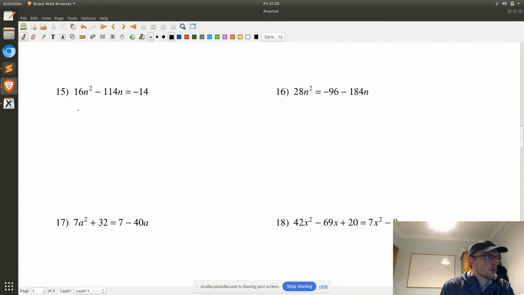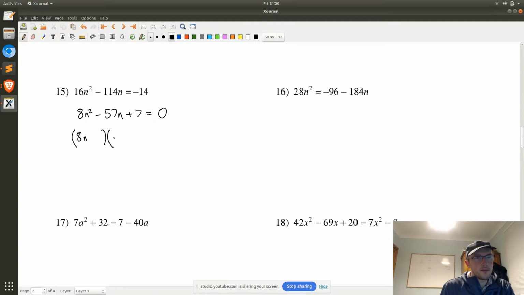Divide the whole thing through by 2. 7n squared, take 57n, plus 7. And then select, try, -7 and 1.